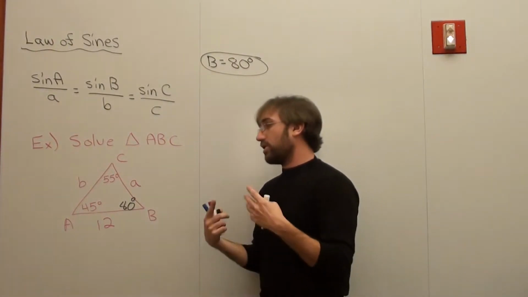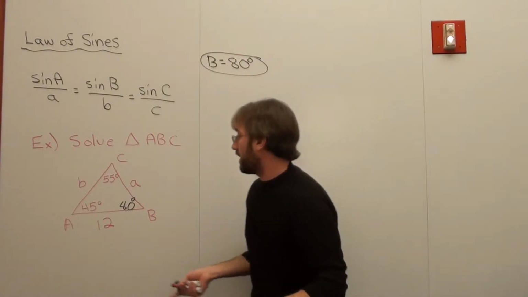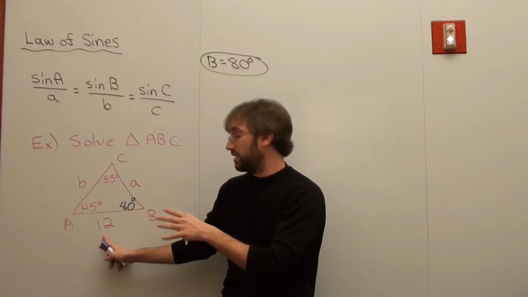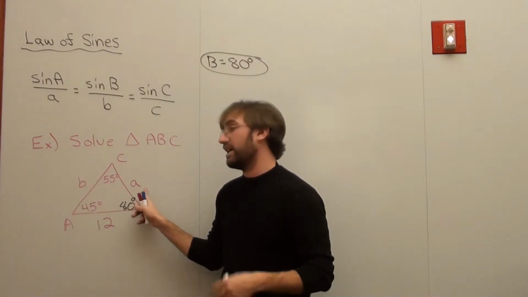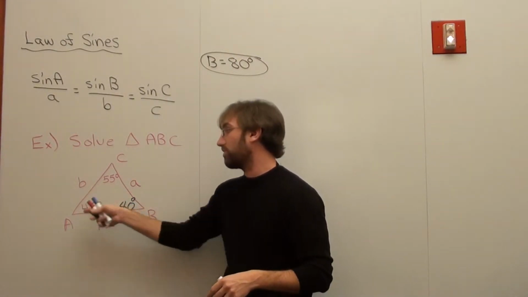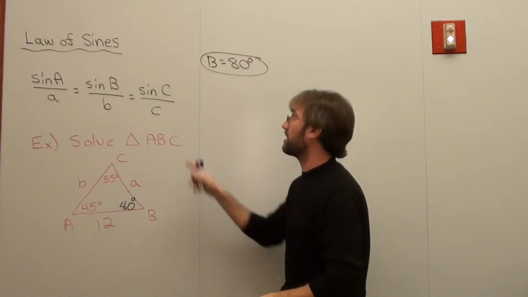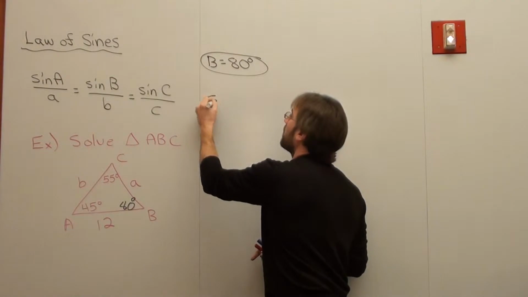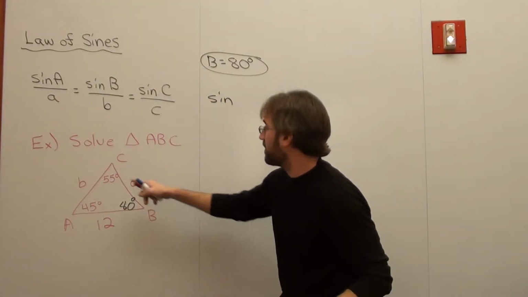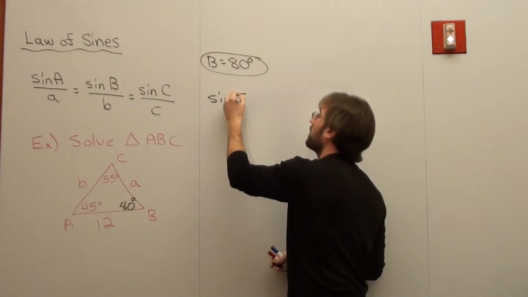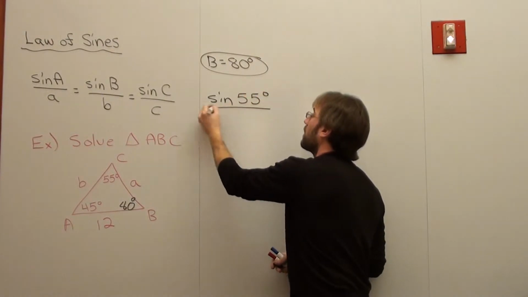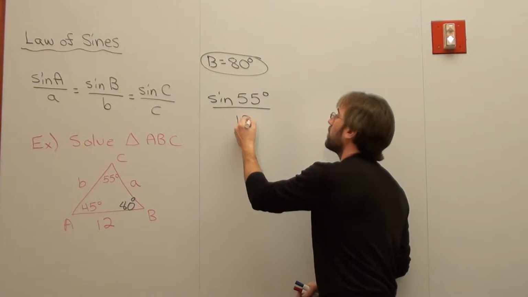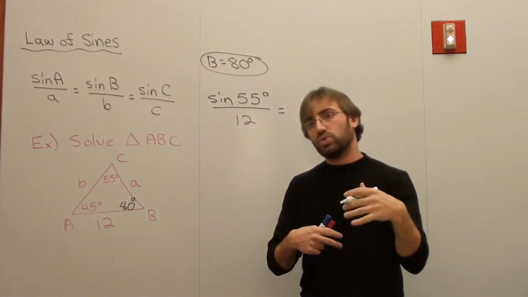So here's what I do know. I have the angle and the side for C. I don't have the angle and the side for A. I just have the angle, and I only have the angle for B. So what I'm going to do for sure is use this one, because I know both of them. So sine of 55 degrees over its side, 12, equals, and then I ask my students, which one do you want to solve first?